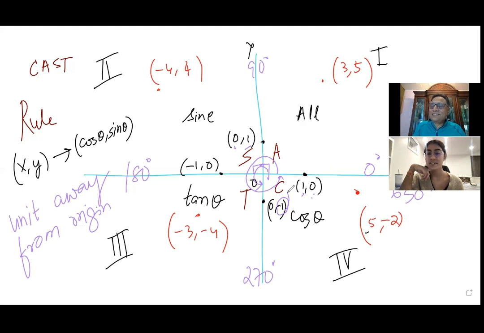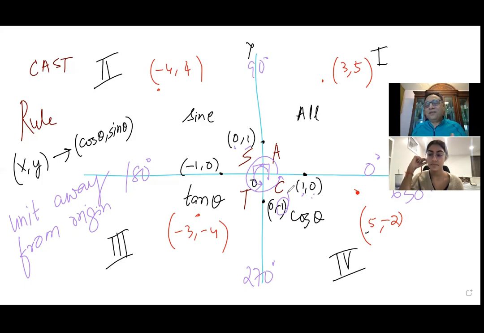And then the idea? Cos of 270 is 0. Done. So whenever it comes to 0, 90 or the multiples of 90, only look for the 1, 0, 0, 1 combination of points, knowing fully well that x gives you cosine and y gives you sine, and the ratio of sine and cosine is tangent. You get all the values.